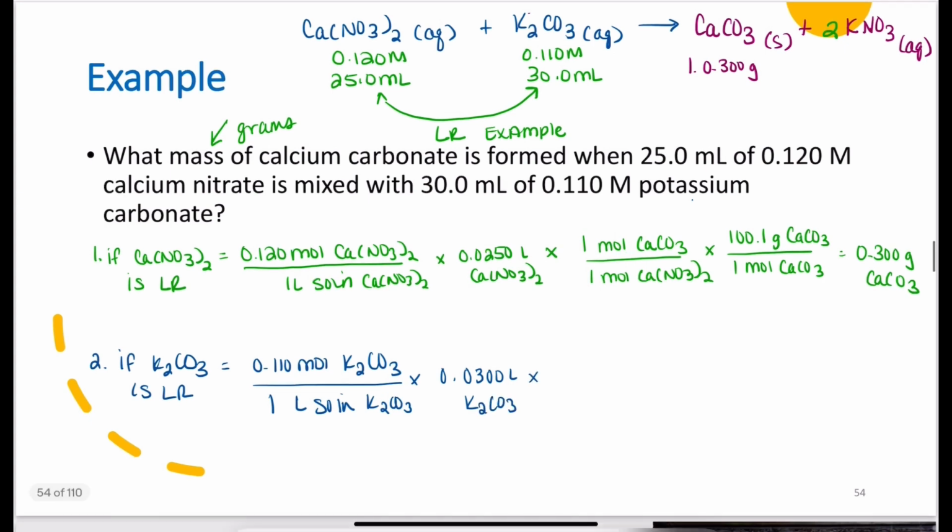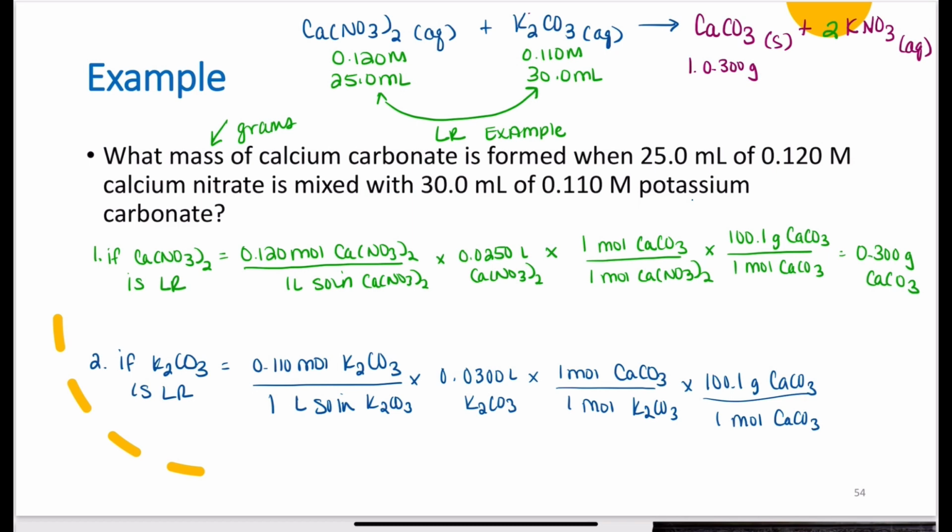Still a 1-to-1 ratio. 1 mole K2CO3 to 1 mole of, not K2CO3, sorry, 1 mole of calcium carbonate to 1 mole of K2CO3, and 100.1 grams calcium carbonate to 1 mole of calcium carbonate.